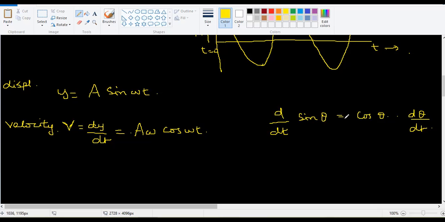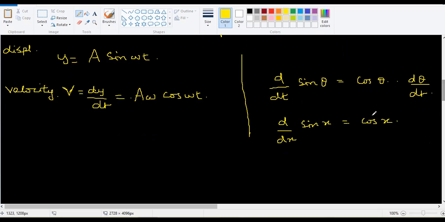So don't worry too much about this. As you study in your mathematics, this will become clear. For now, you can take down the notes like this. Or to make it simpler, I can say that d by dx of sin x will become cos x. Sir, why are you not writing this? Well, you can write it as dx by dx. dx by dx will become 1. That's why you are not writing this.